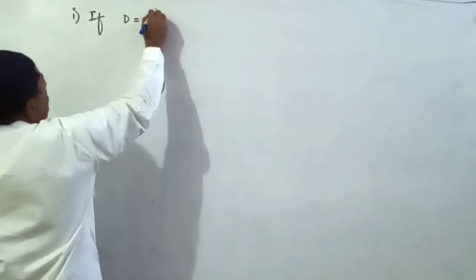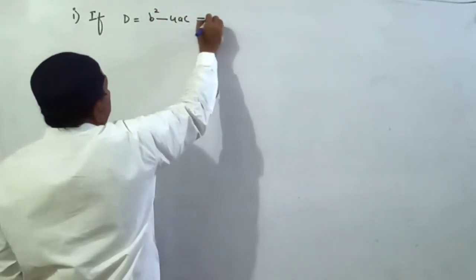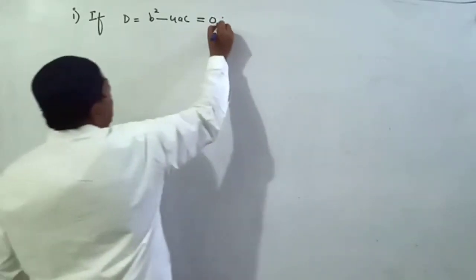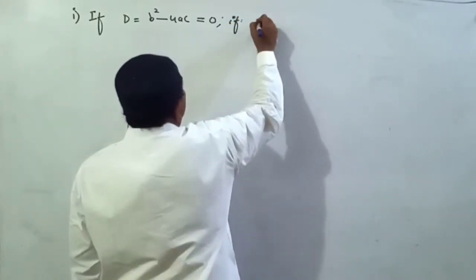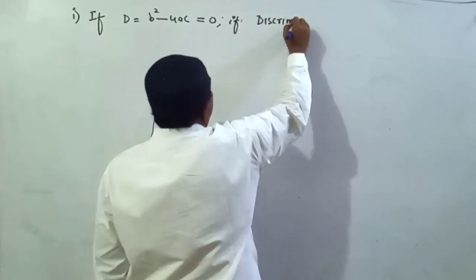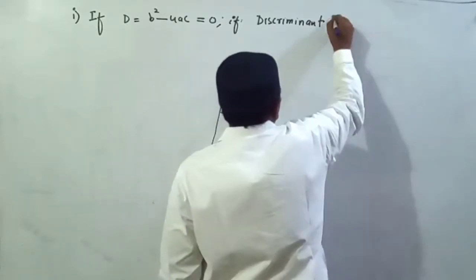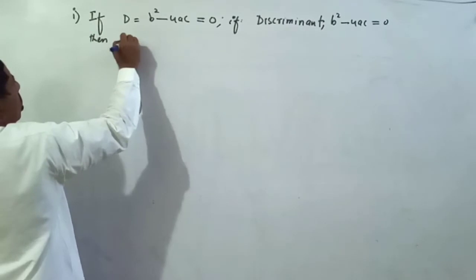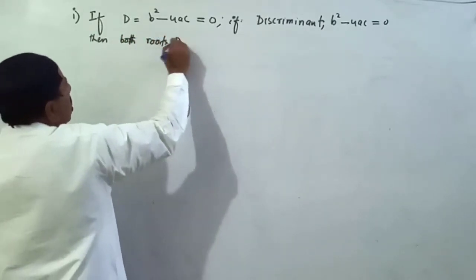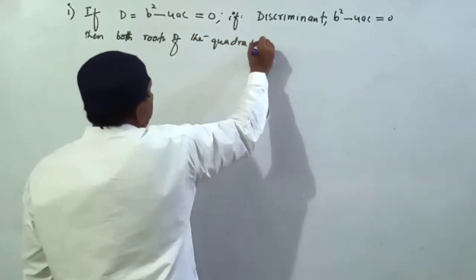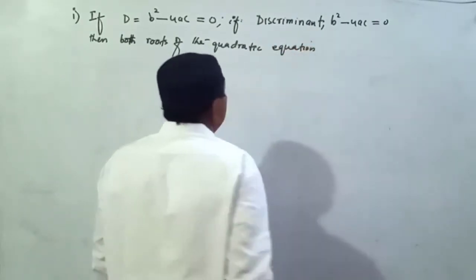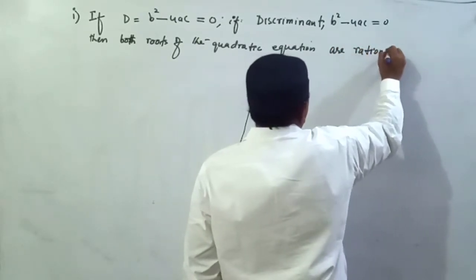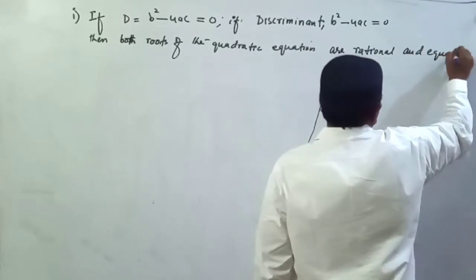Number one, if D is equal to B square minus 4AC is equal to 0, i.e. if discriminant B square minus 4AC is equal to 0, then both roots of the quadratic equation are rational and equal.